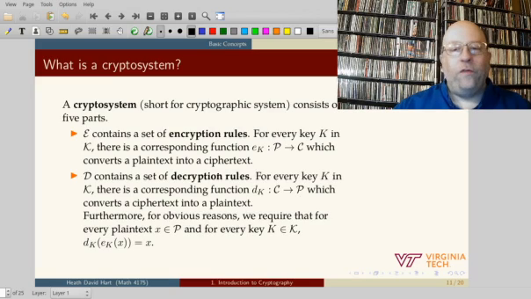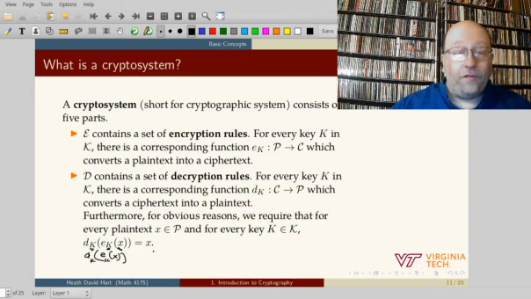These rules can be very similar to each other in a symmetric context. In an asymmetric context, they may be very different from each other. For obvious reasons, we require that the decryption key and the encryption key have to cancel each other out, so that if I start with a message and then I encode the message and then I decode the message using the same key, if I encode it and decode it using the same key both times, then I should get the original message back.